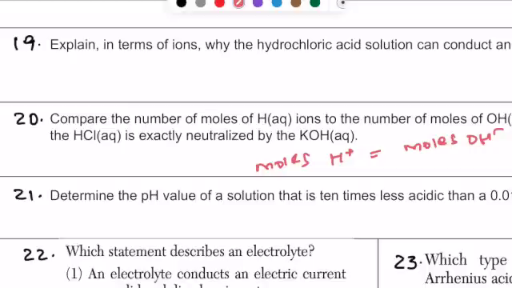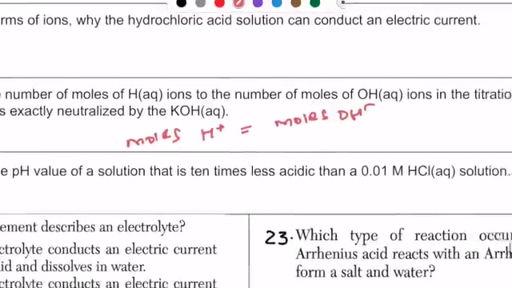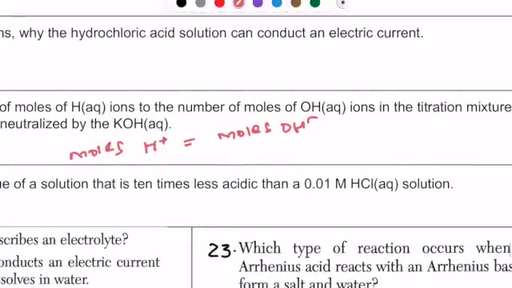Determine the pH value of a solution that is 10 times less acidic than a 0.01 molar HCl. So for a 0.01 molar HCl, which is 10 to the power of -2, the pH is 2. If we are looking for something that is 10 times less acidic, then that means we are looking for something that has a pH of 3.